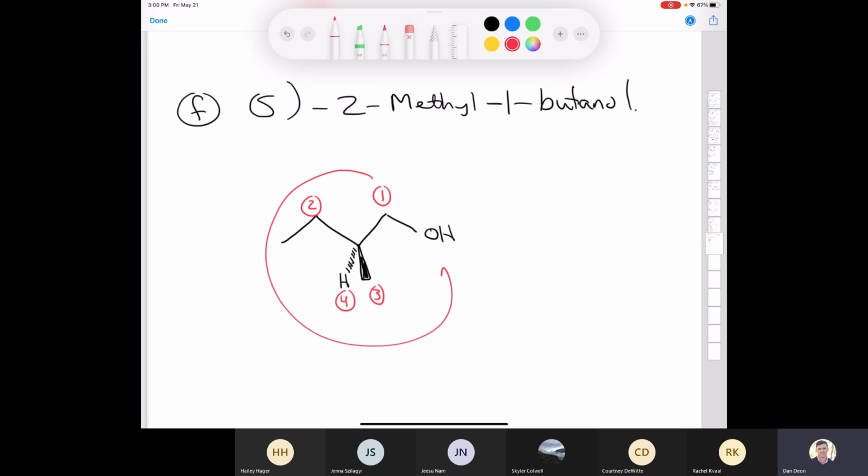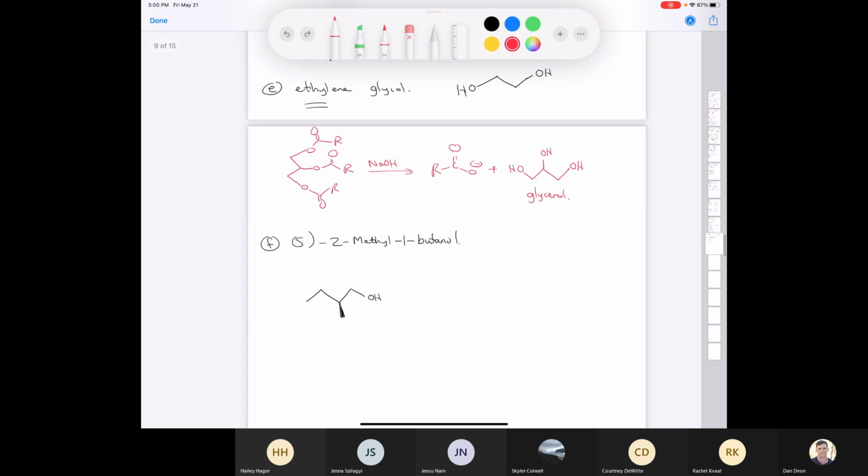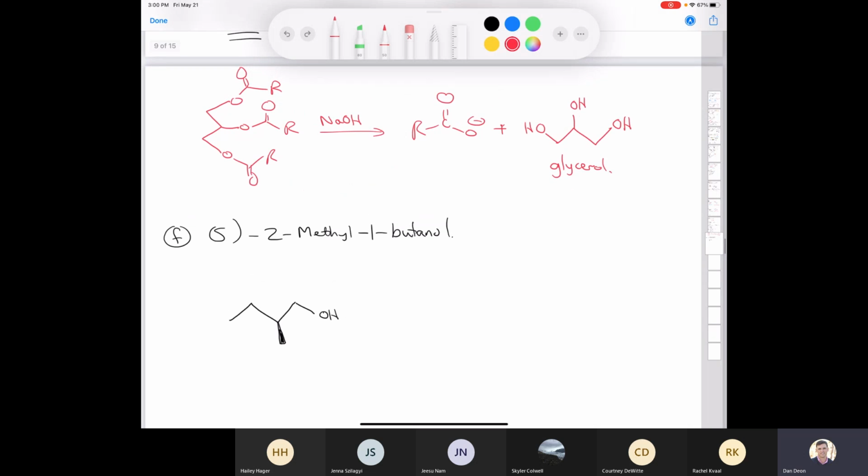So we go from 1 to 2 to 3, like that, which is counterclockwise. And so that is S. So our stereocenter is correct, the way I had it drawn from the get-go. And there you go, S-2-methyl-1-butanol. So that was question 12.28.